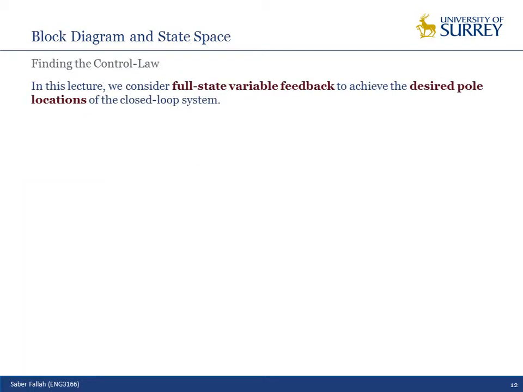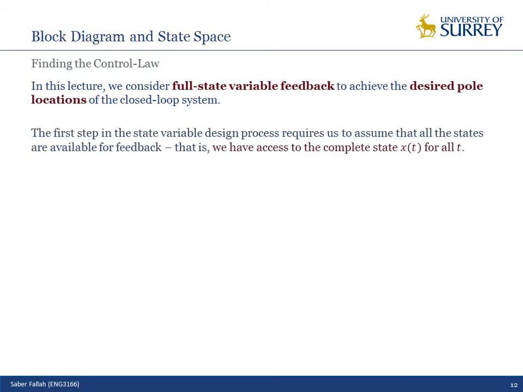So, as I said, in this lecture, we consider full state variable feedback. We assume that the whole states are available, and we want to change the location of the poles of the system to the proper or desirable location to obtain a proper or desirable response. Again, the assumption is we have access to the complete state x(t) for all time t. It means all states are measurable.